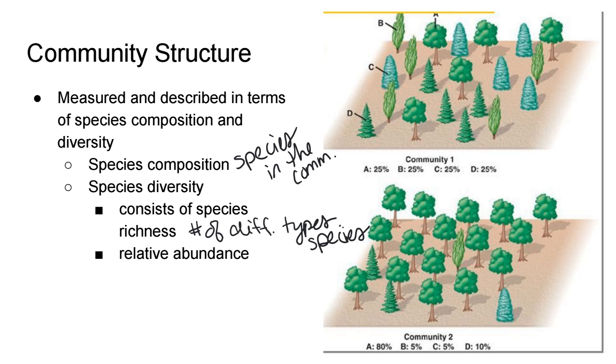So for my overall diversity, I'm going to be looking at these 2 things: the number of different types of species, and then basically how those species are spread out, so our amount of each different type. For instance, these 2 communities have the same species composition and the same species richness, but they have a different relative abundance. We can see how in community 2, the relative abundance of species A is much higher.